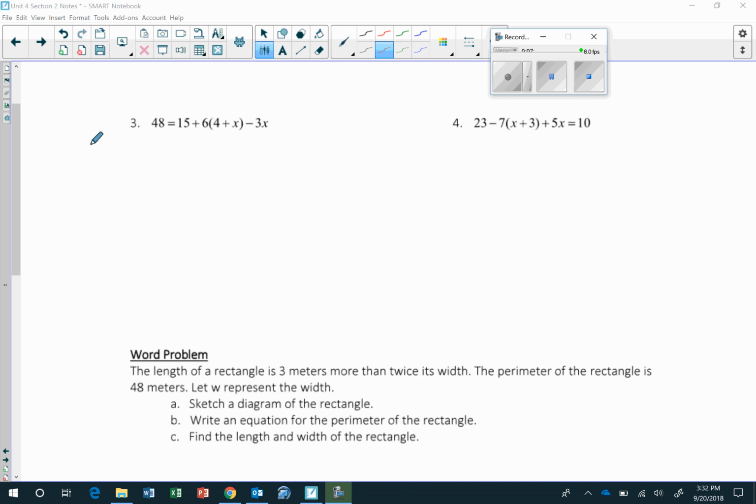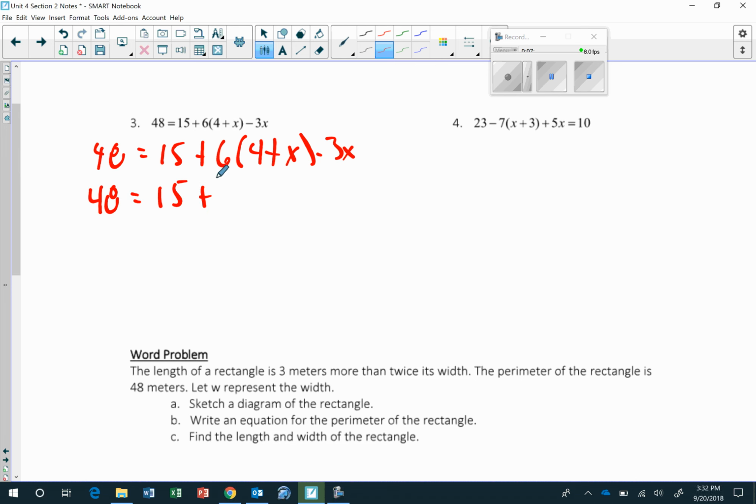So I have 48 equals 15 plus 6 times the quantity 4 plus x minus 3x. So distribution, again, is my first step. 48 equals 15 plus, I'm distributing the 6 to both of these. So I have 24 plus 6x minus 3x. Then I need to combine like terms. So if you look on the right side, I can combine 15 and 24, which is 39. I can also combine 6x and negative 3x. So I'll wind up with plus 3x.